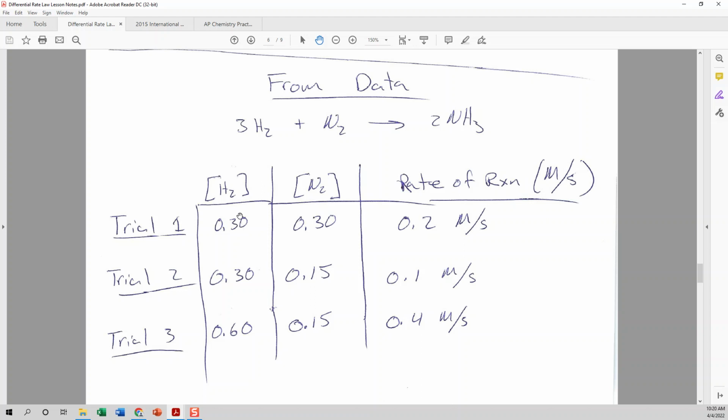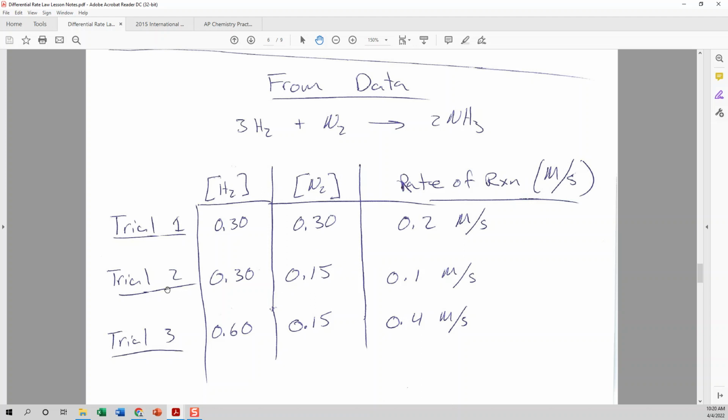So we kept hydrogen constant, we doubled the concentration of nitrogen, and the rate also doubled. That means nitrogen is first order. So from the data, we determined that nitrogen is a first order reactant. Now let's look at hydrogen. Let's find where we kept nitrogen constant.